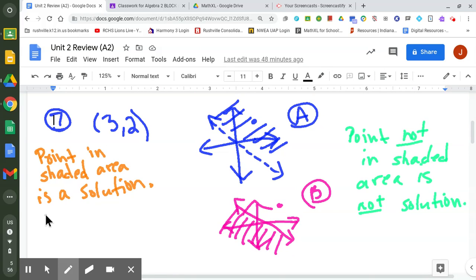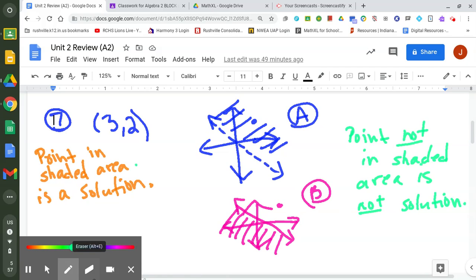On number 7, you are given a couple pictures of graphs, and you are to decide if the ordered pair you are given is a solution of that graph or not. So for me, the point is (3, 2). Now, if the point is in the shaded area, it is a solution. If the point is not in a shaded area, it's not a solution.